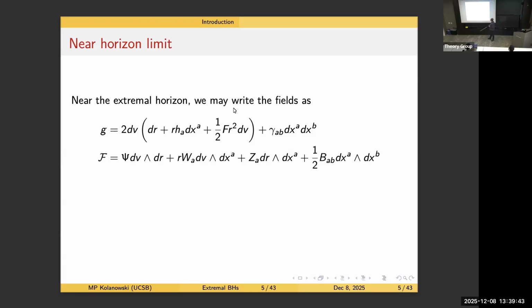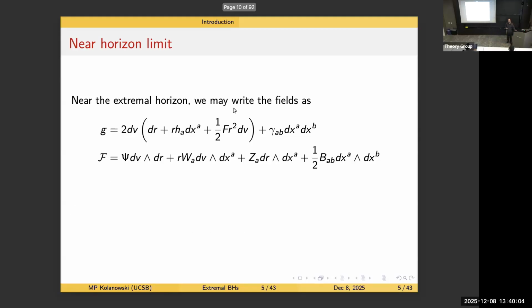The horizon on this slide is located at r equals 0. I'll be sort of sloppy switching between r and rho for the radial coordinate. So here the horizon is located at r equals 0, and because we have this r squared here, when you compute the temperature, it will tell you that it's 0.